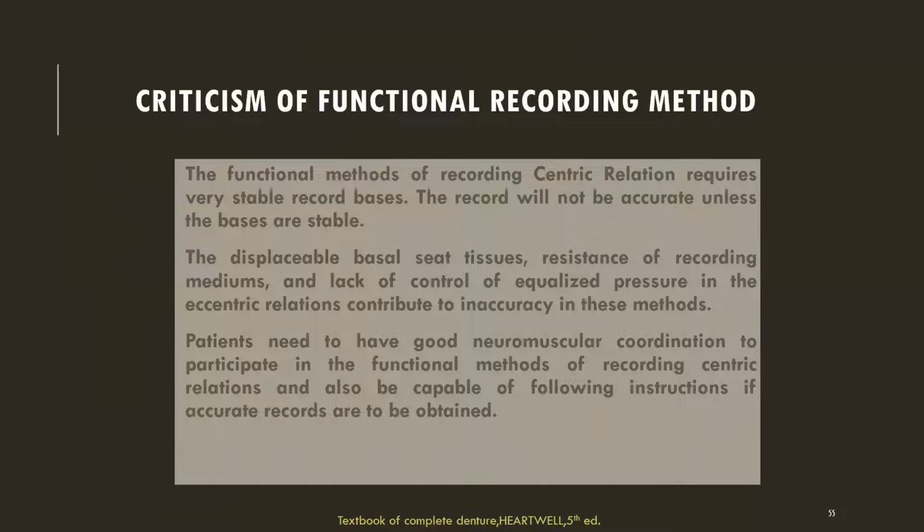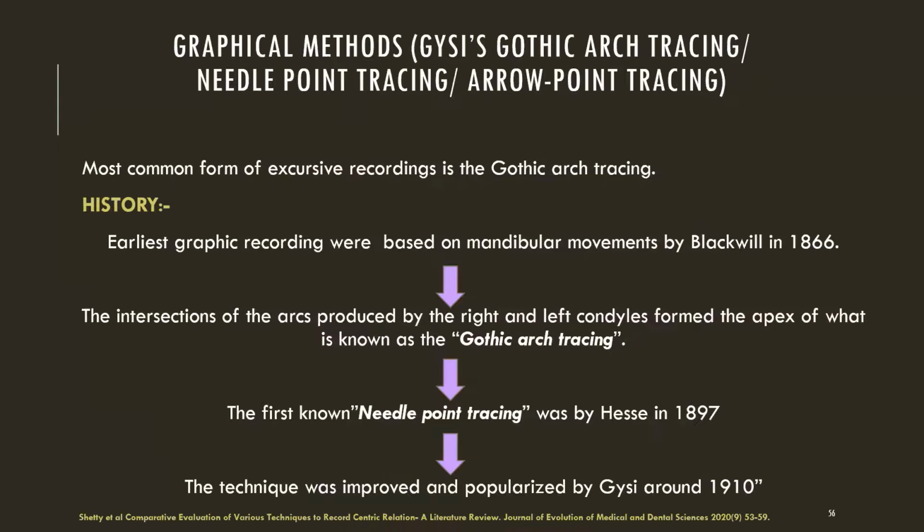So coming to the criticism of the functional recording method. The functional method of recording centric relation requires very stable record bases in this method. The displaceable basal seat tissues, resistance of recording mediums, and lack of control of equalized pressure in the eccentric relation contribute to inaccuracy. So the patient needs to have good neuromuscular coordination to participate in the functional method of recording centric.